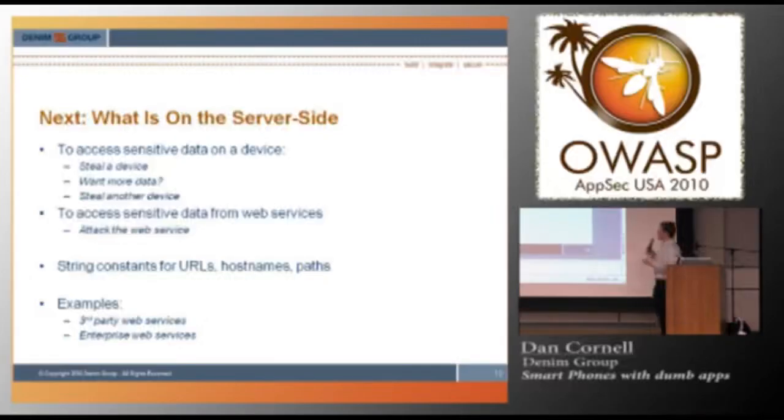Next, the question is what's on the server side. Like I said, if I want to access data, or if I know that sensitive data is being stored on the device, and I want to get access to that data, right? I can get a sock and a potato, put the potato in the sock, sneak up behind a guy with an Android phone, whack him in the head, take the smartphone, and run away. There's probably other ways to do it that would work as well.